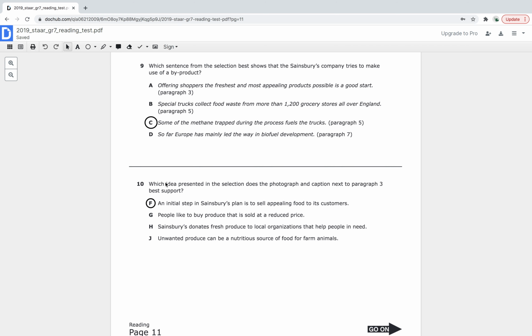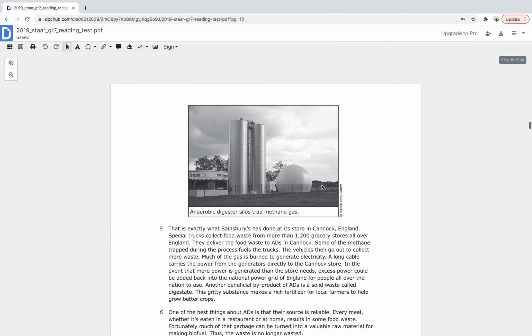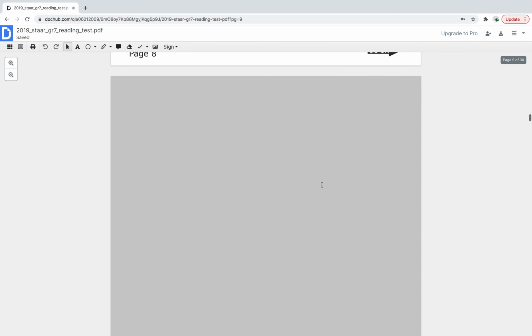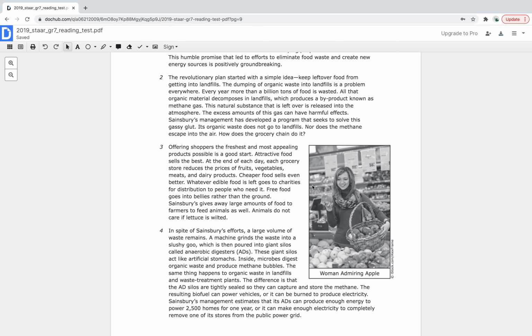Which idea presented in the selection does the photograph and caption next to paragraph 3 best support? Okay, so let's go back. Paragraph 3. So the caption and photo next to it shows a woman admiring an apple.